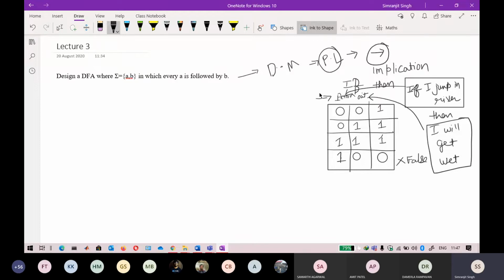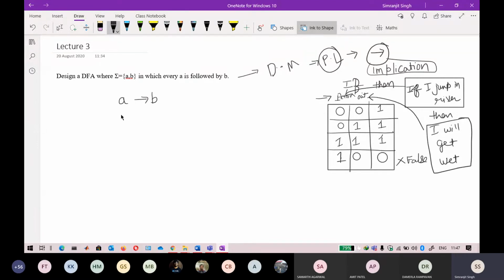Okay, so this is a basic introduction. You have seen this in quite some detail in discrete mathematics, the keyword here being implication. Now if you see this question, it only talks about the if, in which every A has to be followed by a B.